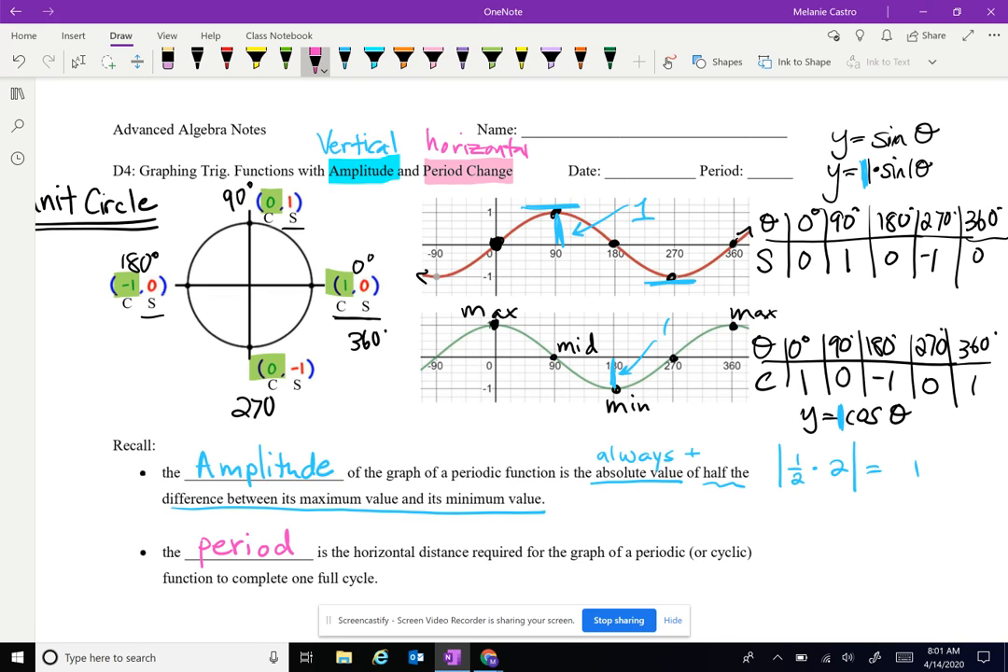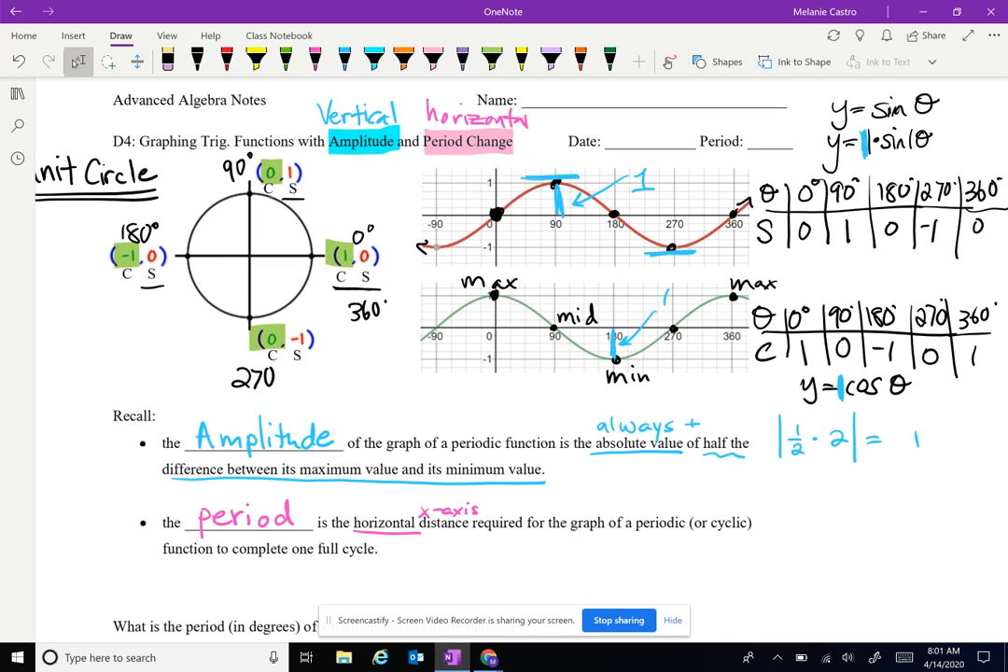And the period of the function is this horizontal distance, so it's dealing with the x-axis. That's requiring the graph to be periodic, so it's going to repeat itself, but we would just want to see what one full cycle would be, like what makes it go back to where it started. So we saw on our sine that it started in the middle, and yes, it gets back to the middle, but that's not the full rotation.